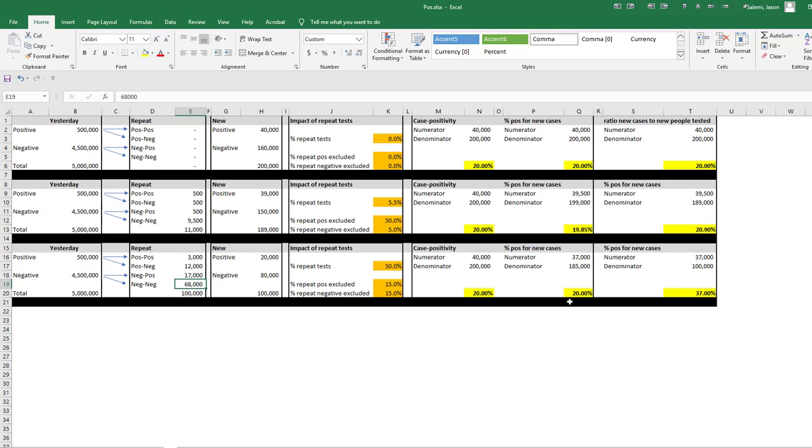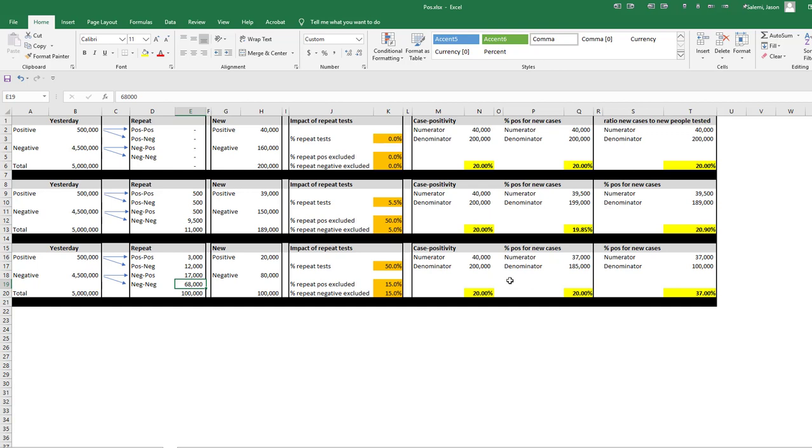They are identical. So take-home message number 1 was when the percentage of all tests on a given day that are repeats is small, you have a small difference between these two measures. Take-home message number 2 is when the proportion of repeat positive and negative tests that are excluded because they had tested positive on a previous day, when those two proportions are identical, the two measures will be identical. So again, that's a big take home. So the two factors that are ultimately going to drive the differences between these two is going to be how frequent are the repeat tests.